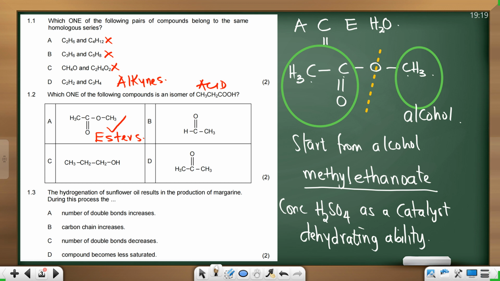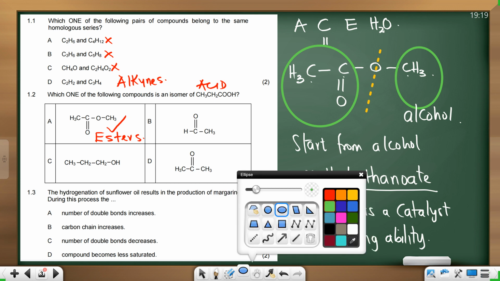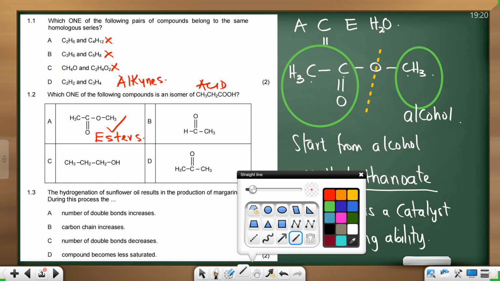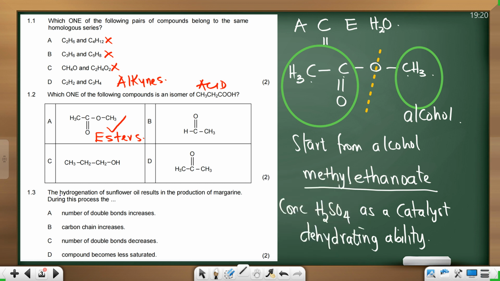Forward. Number 3. The hydrogenation. They have mentioned the word hydro. That's the first thing that I see. They have mentioned the word hydrogenation. What type of a reaction is that? Let's quickly stop there. What is it?